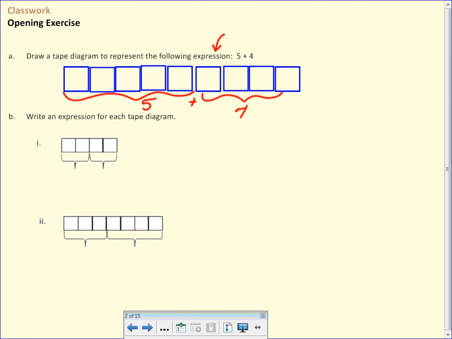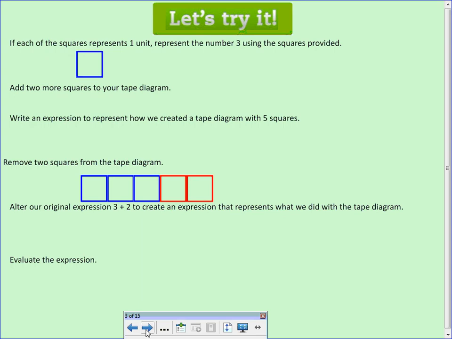So take a look at the second example. What expression, not an equation, what expression does that tape diagram represent? Exactly. And the next one, what expression does that represent? 3 plus 4. Right. Okay? So now I just want you to put your pencils down and take a look for a minute.